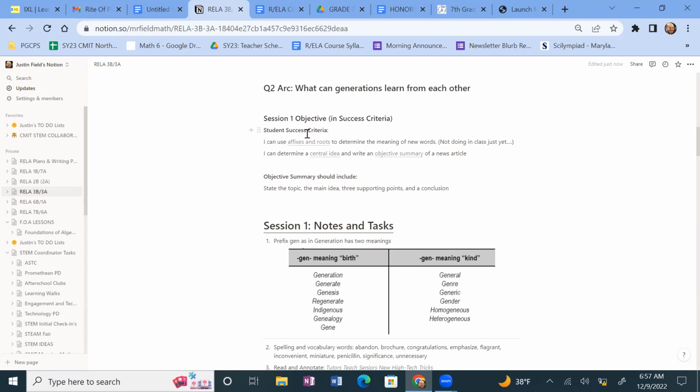So follow me. Make sure you have your notes and don't just watch the video or you'll have to watch it twice until you get these notes. Okay, so first thing to have is the success criteria. So write this down. I can use affixes and roots to determine the meaning of new words. And since we are an honors class, we will be doing this. The 8th graders, we are skipping this a little bit, but not you guys. Okay. And then also I can determine a central idea and write an objective summary of a news article.